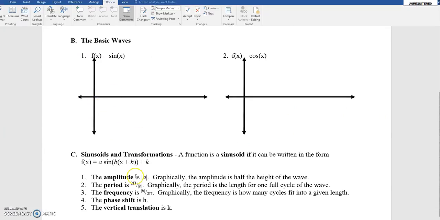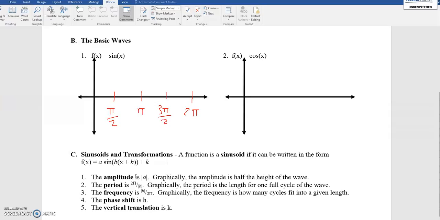Okay, so if we're going to actually graph our sine function here, I often just like to write a few markers down first. So this would be 2 pi. That means halfway would be pi. This would be pi over 2. This would be 3 pi over 2.